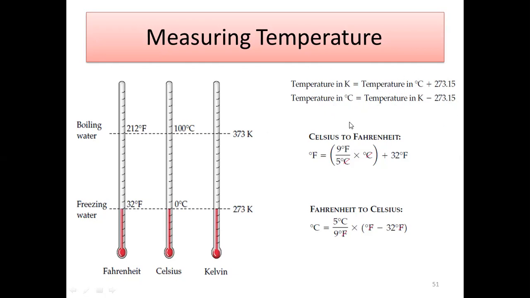So this is a very simple formula. There is no complication over here. You are just adding or subtracting to convert one unit to another unit. Now I'm going to use the other conversion, from centigrade to Fahrenheit, or Fahrenheit to centigrade.